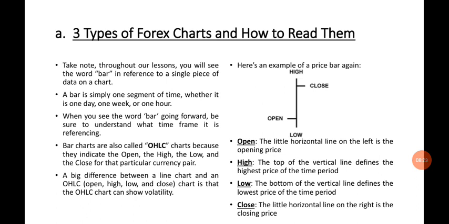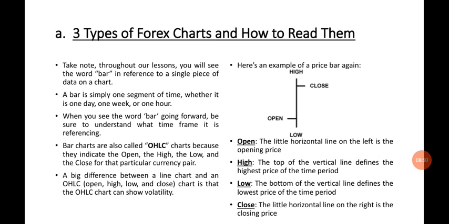Bar charts are also called OHLC, which means open, high, low, close charts, because they indicate the open, the high, the low, and the close for that particular currency pair. A big difference between a line chart and an open, high, low, close chart is that the open, high, low, close chart can show volatility.